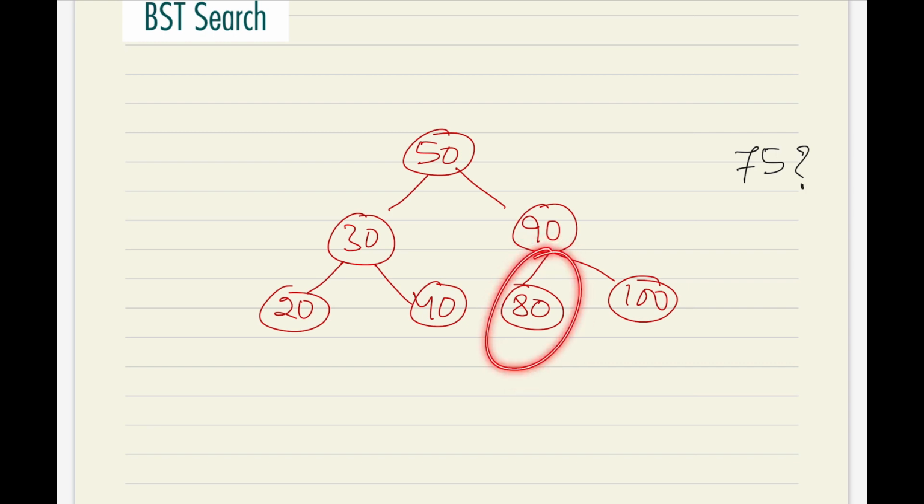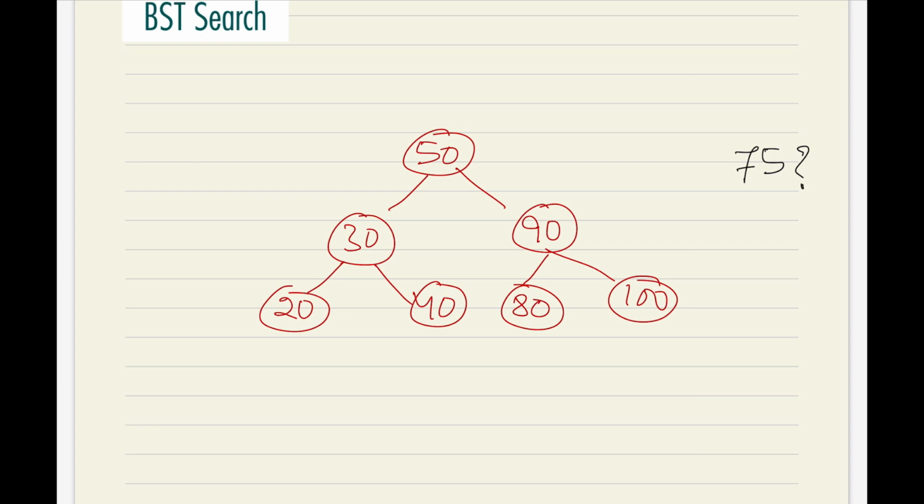So, here in the left subtree, compare this value with 75. It is 80 and 75. 75 is less, so 75 should be in the left part of this 80, and here you can observe the left subtree is empty. So we can say 75 is not present in this list.